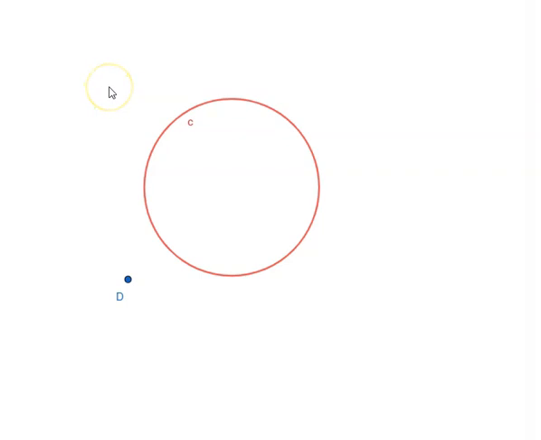Let's look at proposition number 36 of book 3 of Euclid's Elements. The proposition says we are given a circle and a point outside the circle, and we have two lines, one cutting across the circle and one touching the circle. So let's draw those two lines.